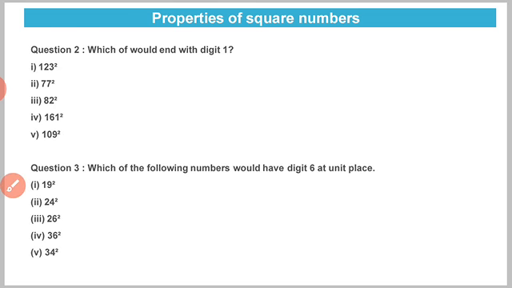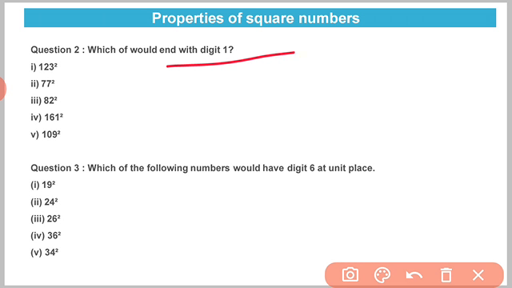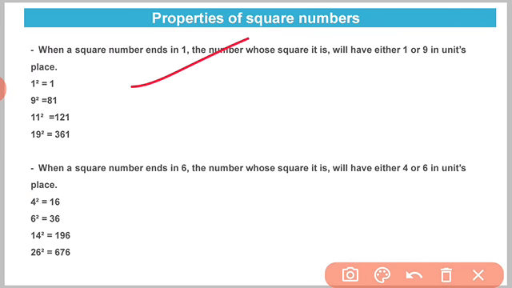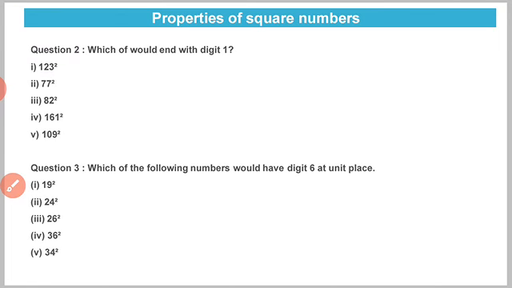For this, let us do one question. Which of these would end with 1? Which of these would end with digit 1? We have to do squares of these numbers, and to know the square number which will end with digit 1, we do not require the whole calculation. Just using this property we can decide which number's square will end with digit 1.